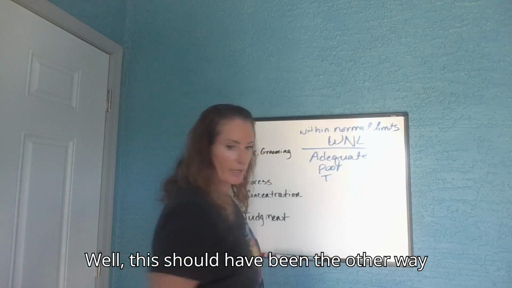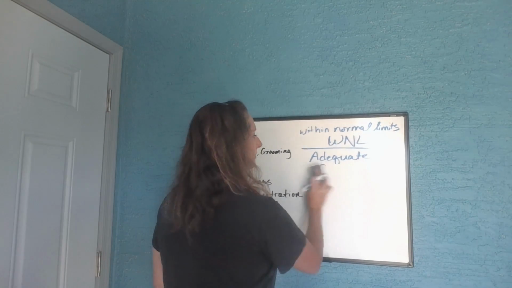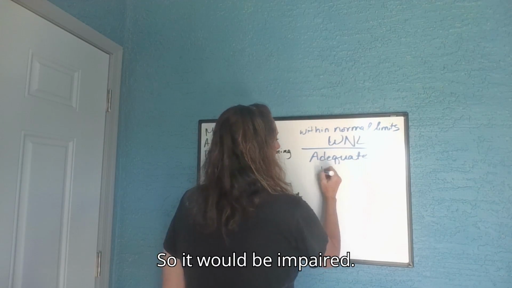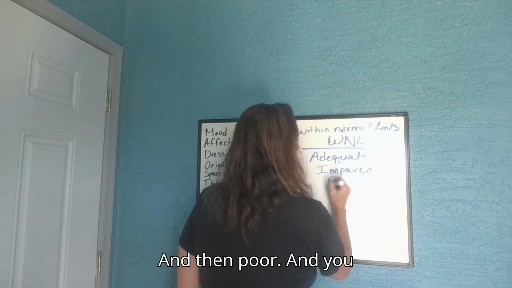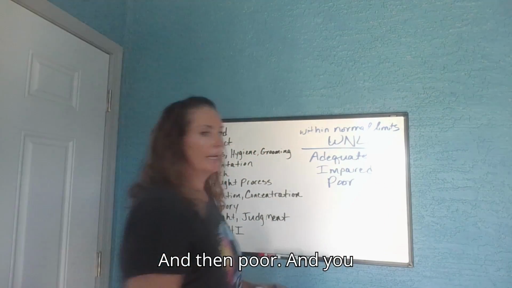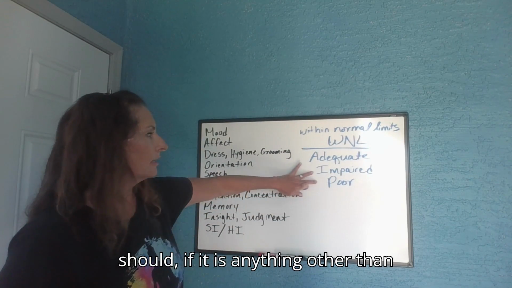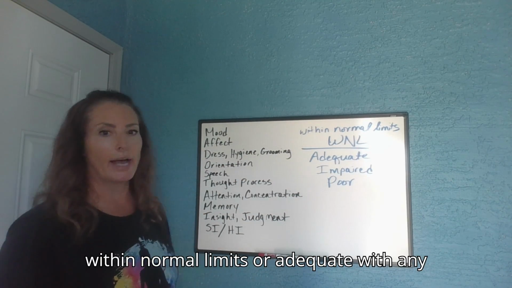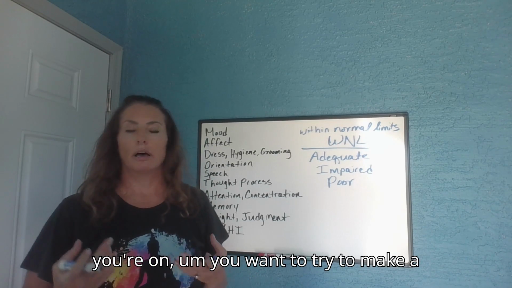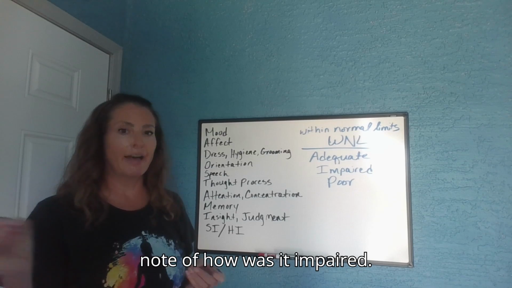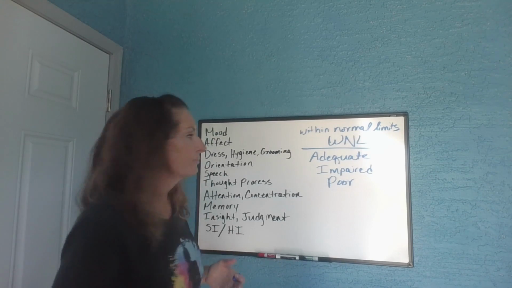Well, this should have been the other way if I'm putting them in order. So it would be impaired and then poor. And if it is anything other than within normal limits or adequate, with any sort of descriptor, no matter which one you're on, you want to try to make a note of how it was impaired. Okay.